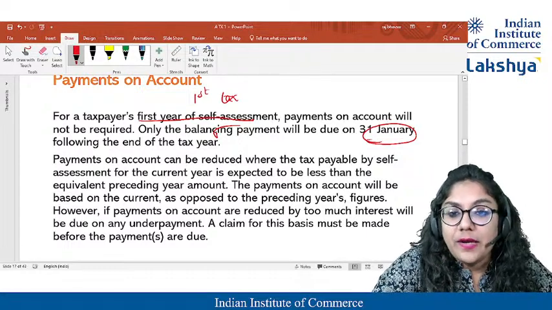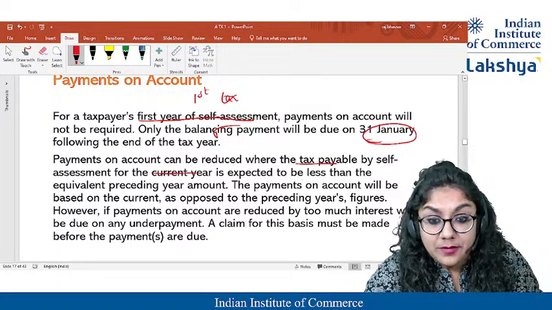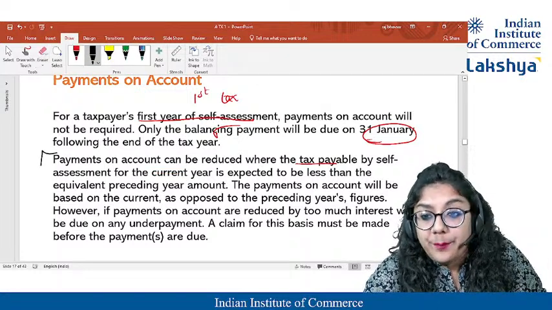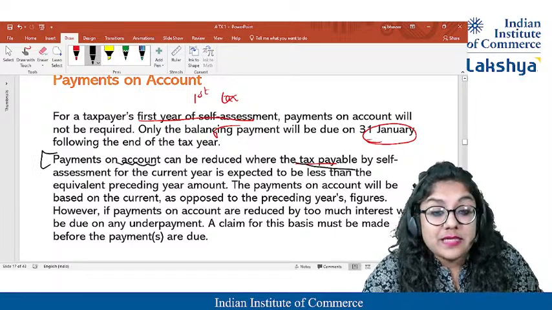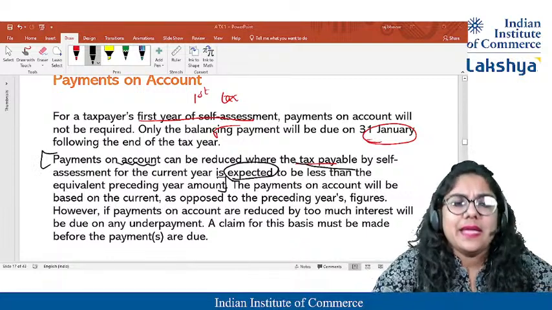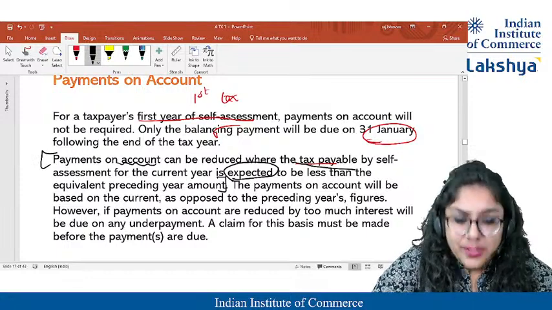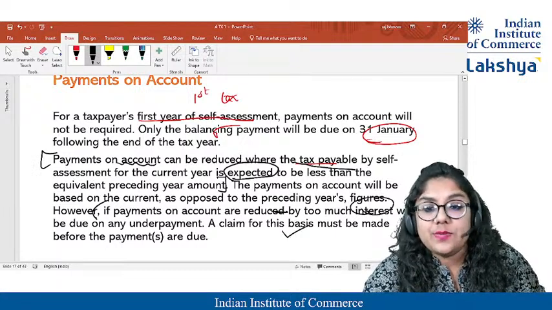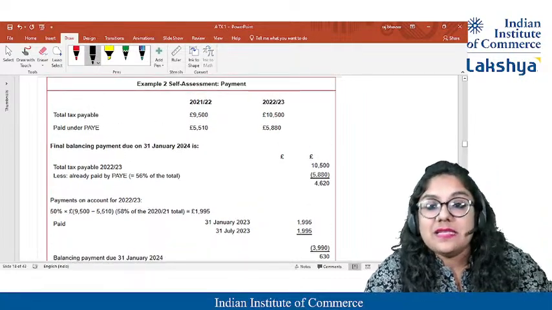Payments on account can be reduced where the tax payable by self-assessment for the current year is expected to be less than the previous year's amount. Yes, this is also important. How much payment I have to make can be reduced. Previous year what I was supposed to pay and current year what I am going to pay, if it is less than the previous year, the payments on this figure will be adjusted against the balance only. However, if the payments on account are reduced too much, interest will be due. I know it is very confusing, but if you read this question, you get to know more easily. That's the reason I take up more questions.